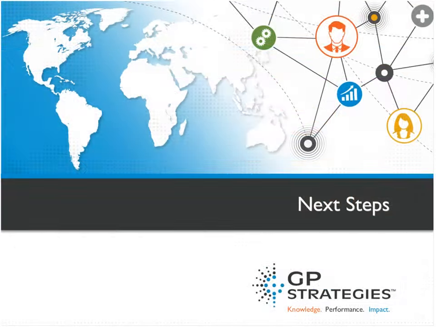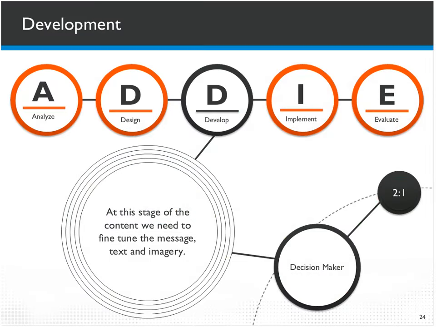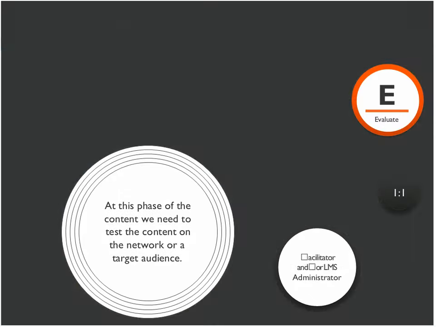So consider that as one of the elements that you use to decide how you're looking to convey your information. So from a next steps perspective, just to complete out the ADDIE model, the next steps would be, once we decide how we're looking to convey things, we would start to develop the actual training content. At this stage, we're going to need to fine-tune the message, the text, and the imagery. This is where we get to see how we take all of those different components and modalities we were just talking about and put them into something that we can actually work with.